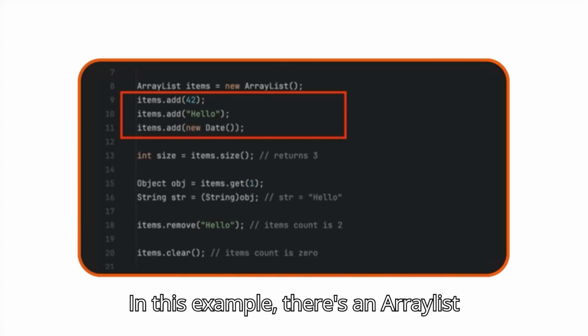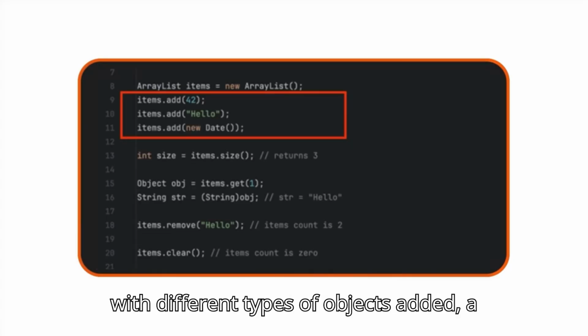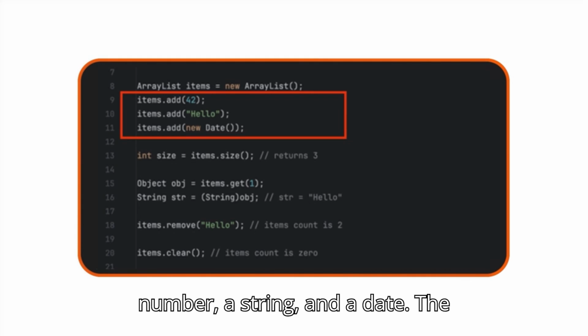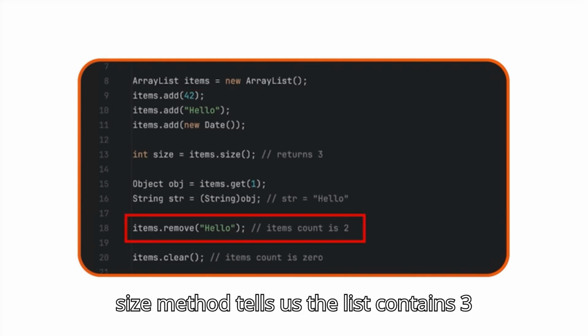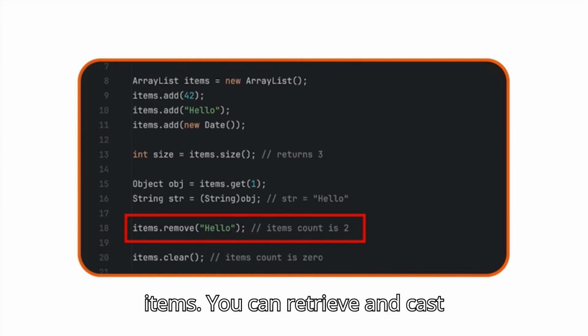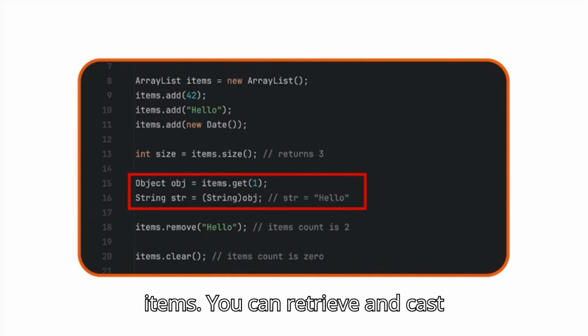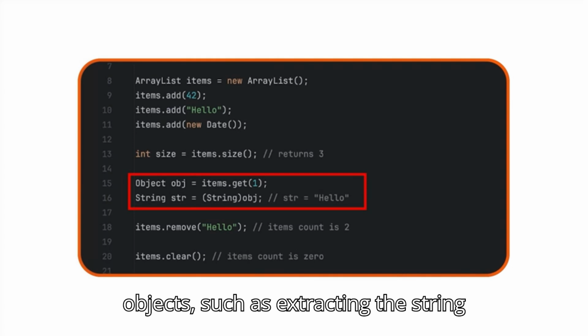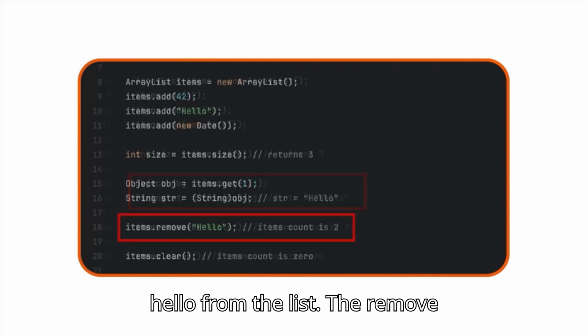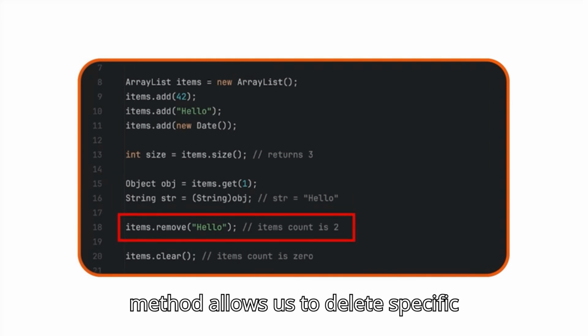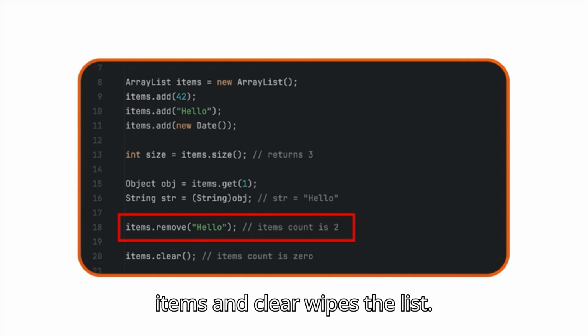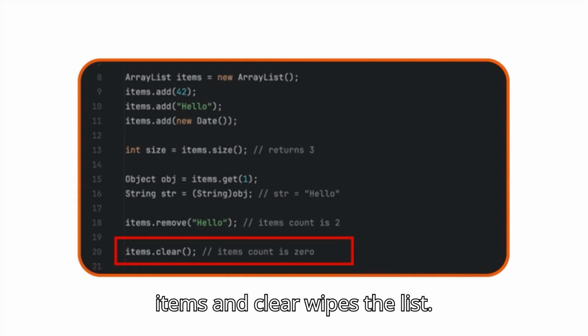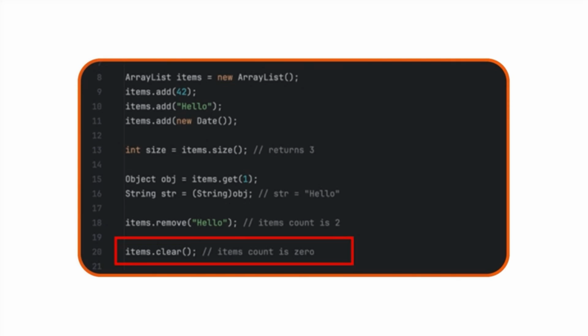In this example, there's an array list with different types of objects added: a number, a string, and a date. The size method tells us the list contains 3 items. You can retrieve and cast objects, such as extracting the string hello from the list. The remove method allows us to delete specific items, and clear wipes the list entirely, leaving it empty.